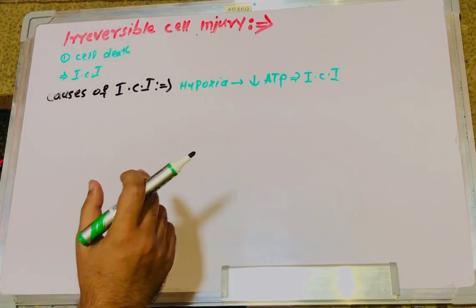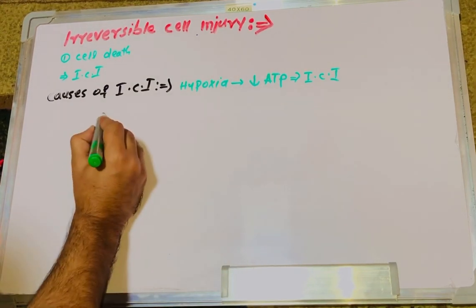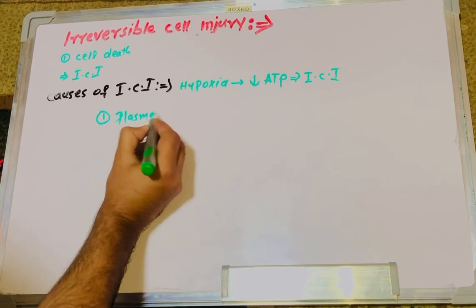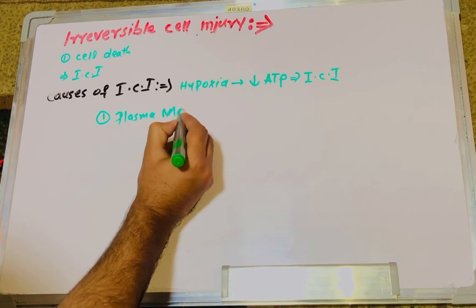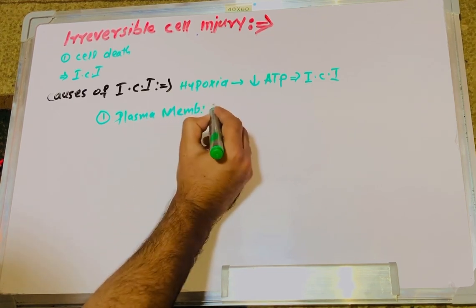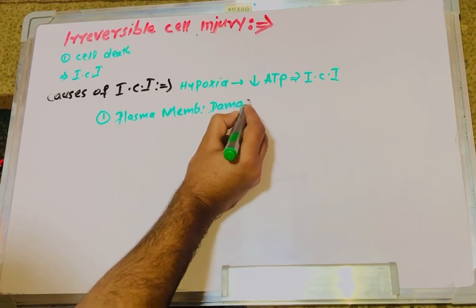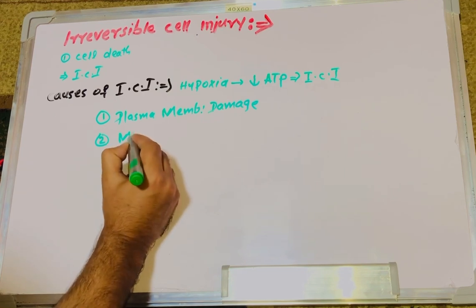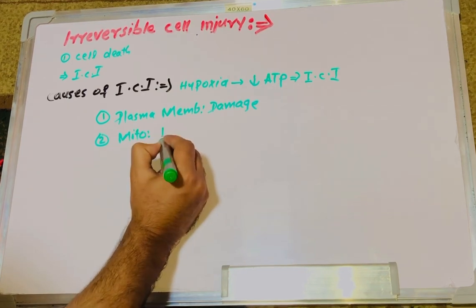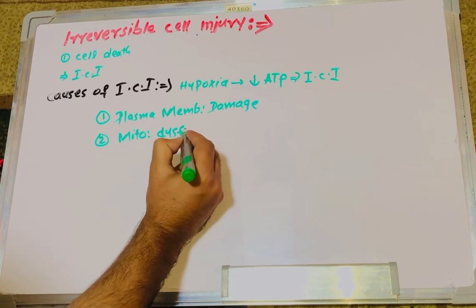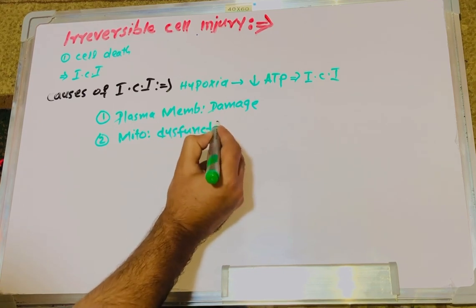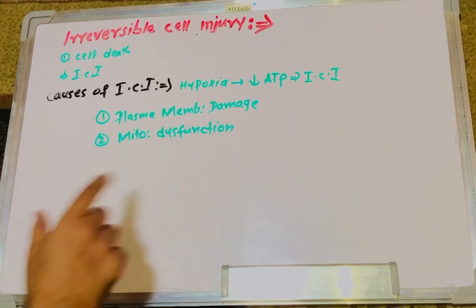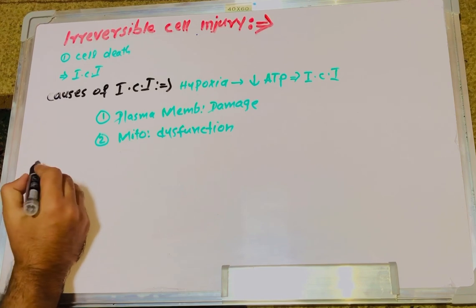Two things happen in irreversible cell injury. Number one is plasma membrane damage, and number two is mitochondrial dysfunction. The plasma membrane will be damaged in irreversible cell injury, and the second is mitochondrial dysfunction. We will discuss these two separately.